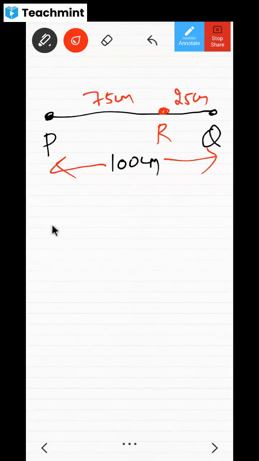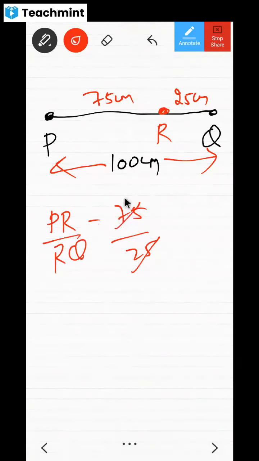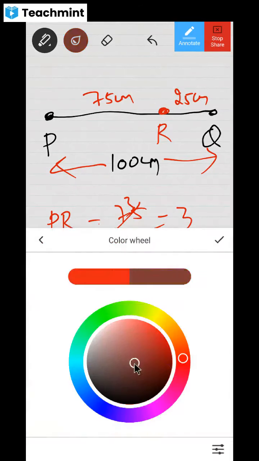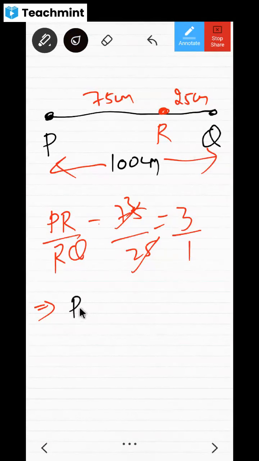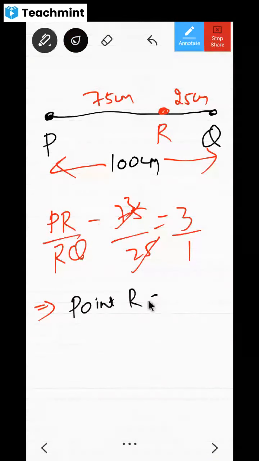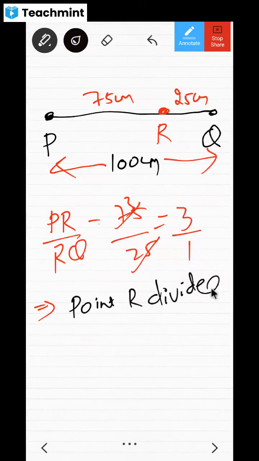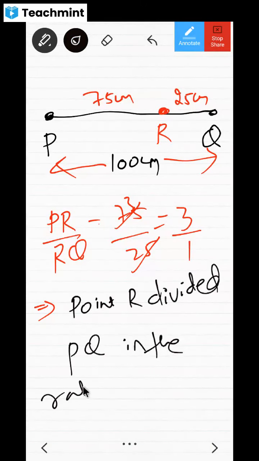Yes, sir. Now if you do PR divided by RQ, what it will be? It will be 75 divided by 25. 25 ones are 25, 25 threes are 75. Don't you think it is 3 by 1? Yes, sir. Now can I say this point R divided PQ in the ratio 3:1, no? Yes, sir. Are you getting my point, what I'm trying to say?